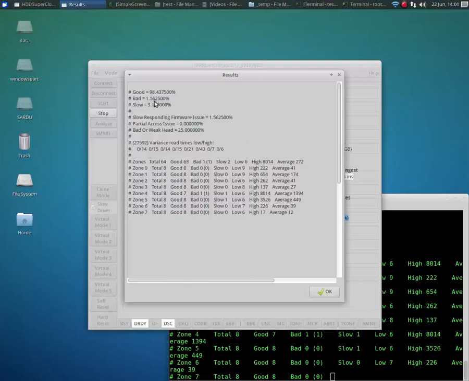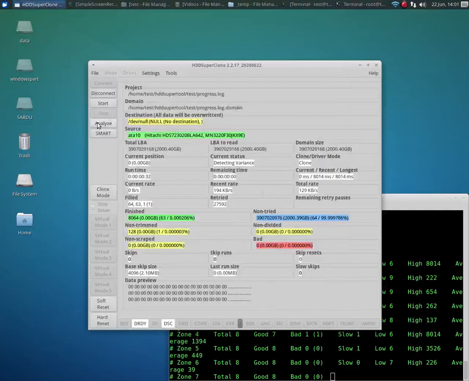says there are 1.5% bads, 3% slow, so there's an issue. It says there's a very low chance of a slow responding, but it's a 25% chance of a bad or weak head. So we're going to go ahead and do the second round of analyzing.